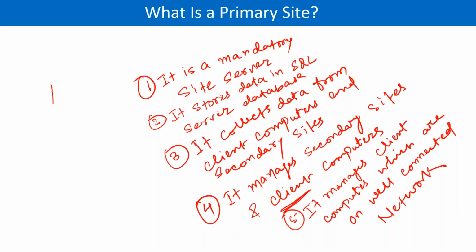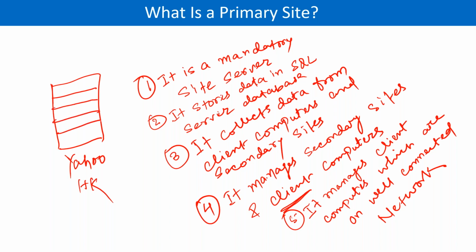For example, you have one building. Let's say this is the Yahoo headquarters in Hong Kong. This building has 5 floors, for example. Each floor has 10,000 devices: 10,000, 10,000, 10,000, 10,000, and then 10,000. So there are 50,000 devices in total. Now, all these machines are connected to the LAN network.